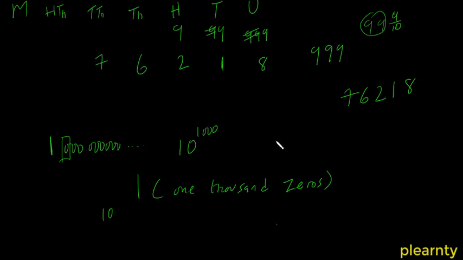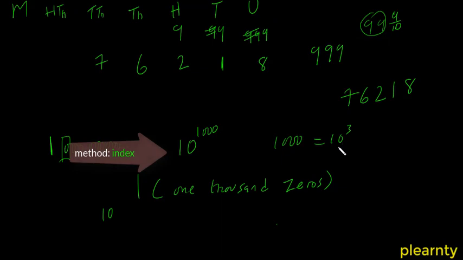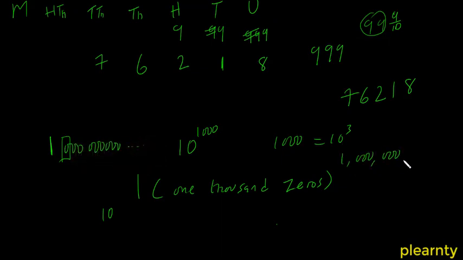So you can write 1000 itself as 10 raised to power 3. You can write 1 million as 10 raised to power 6, and many more like that.